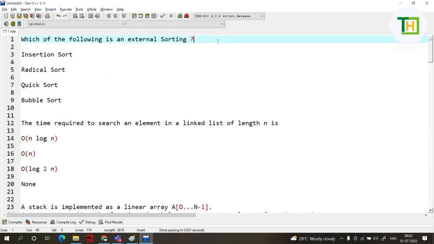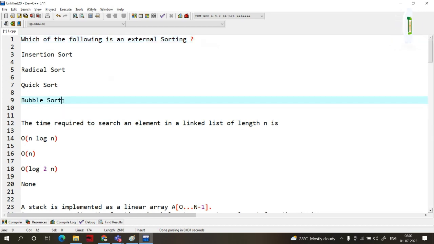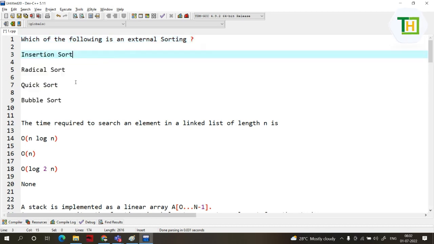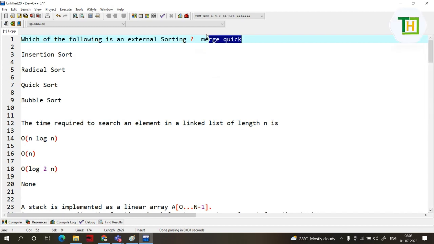What is the efficient sorting technique here? Definitely, there are only two external sortings, that is going to be merge sort and quick sort. These two are going to be working on large data sets, and also these two are going to be working on a divide and conquer technique. They work on big data sets, that means external space is required to work on sorting here.